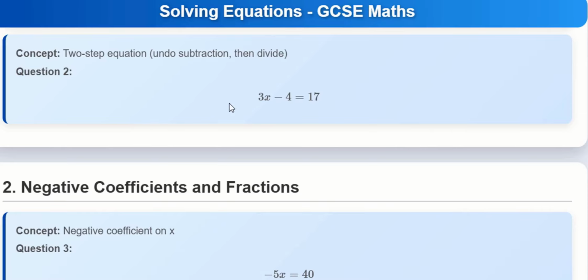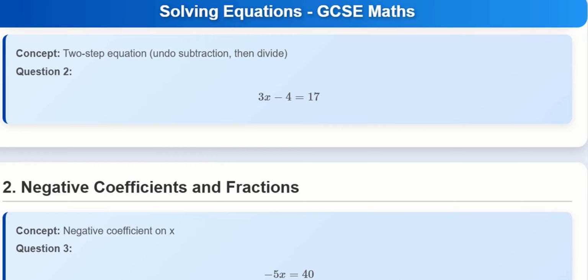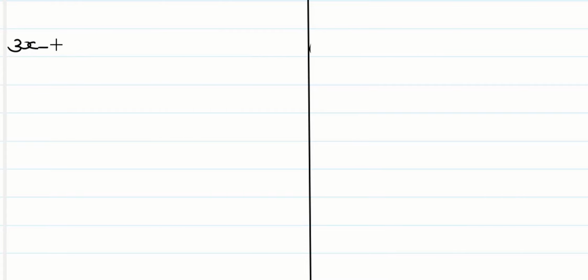How about a question like this, which has a negative sign here, but then the coefficient of x is not 1. So let me copy it on my board. It is 3x minus 4 is equal to 17.